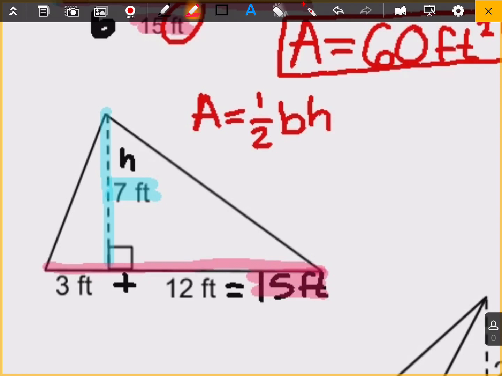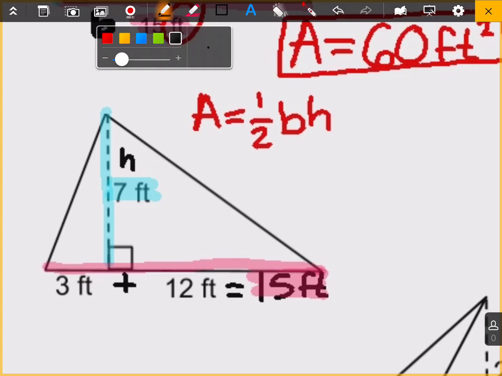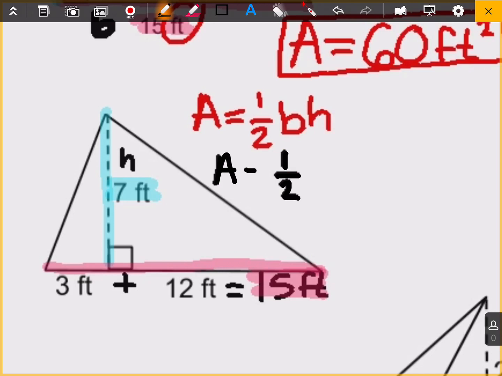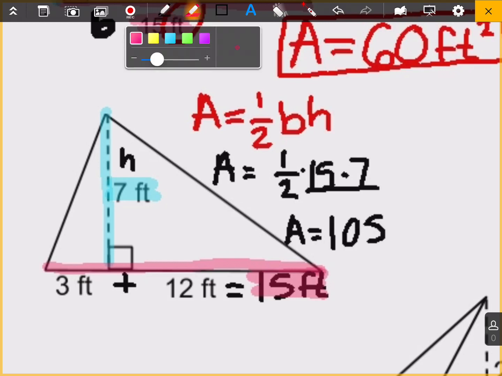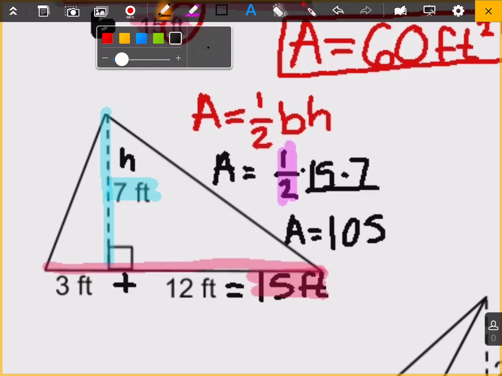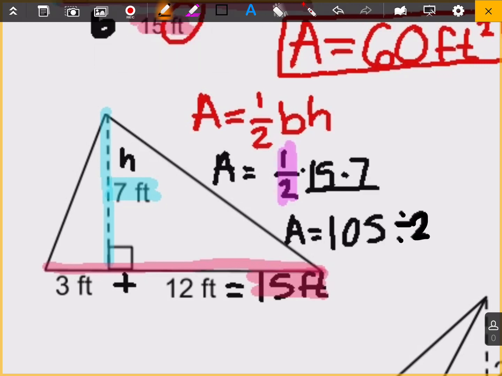Let's go ahead and plug these numbers into our formula, and then we can start solving to find the area. So we have area equals 1/2. My base is 15, so we're multiplying by 15, and we're going to multiply by the height, which is 7. Remember to do that piece first, the base times height. So that would mean 15 times 7 is 105. I know that this 1/2 right here means to divide by 2. So when I do 105 divided by 2, I find out that my area equals 52.5.